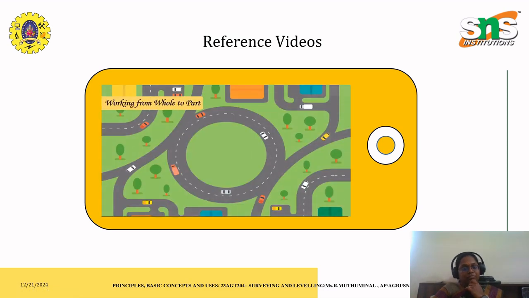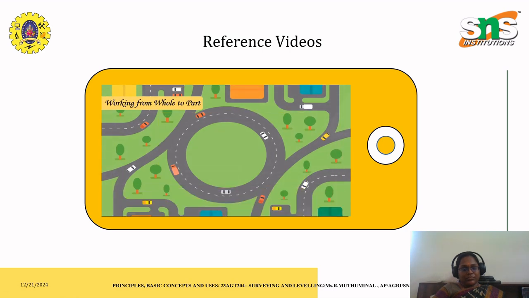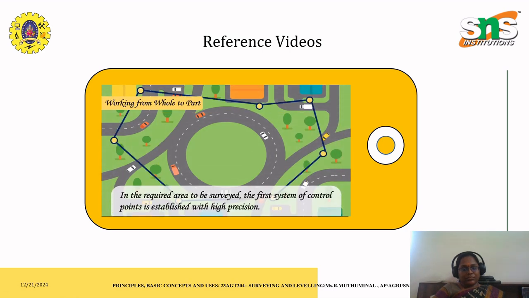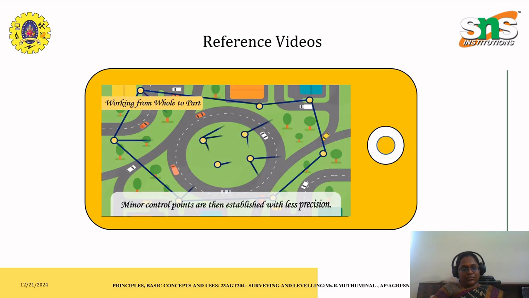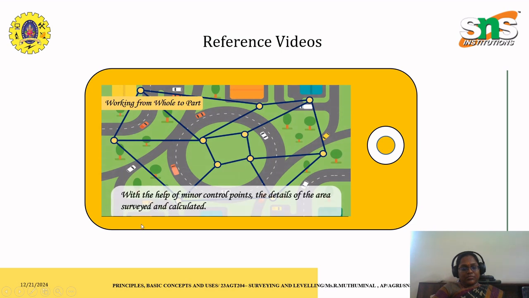Working from whole to part. According to this principle, the required survey work is carried out from whole to part. In the area to be surveyed, the first system of control points is established with high precision. Minor control points are then established with less precision. With the help of minor control points, the details of the area are surveyed and calculated.